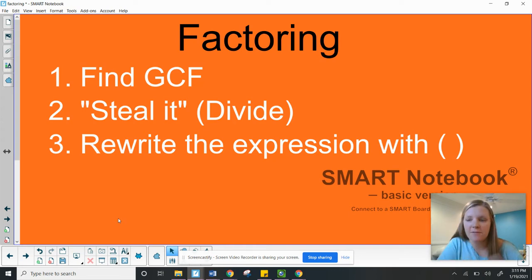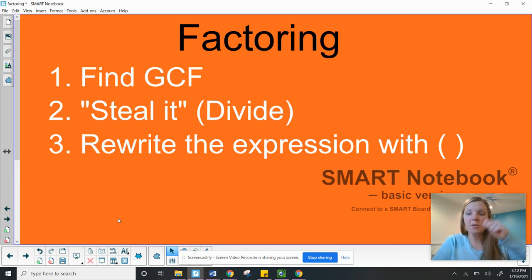There are 3 steps that you're going to do in order to factor an expression. The first is to find the greatest common factor. That's why we've been working on greatest common factor this week so far. So first, identify the greatest common factor. You can do this by finding the factor trees and circling the common factors. Or if you know the answer, you just go ahead and solve for the greatest common factor, then you move on.